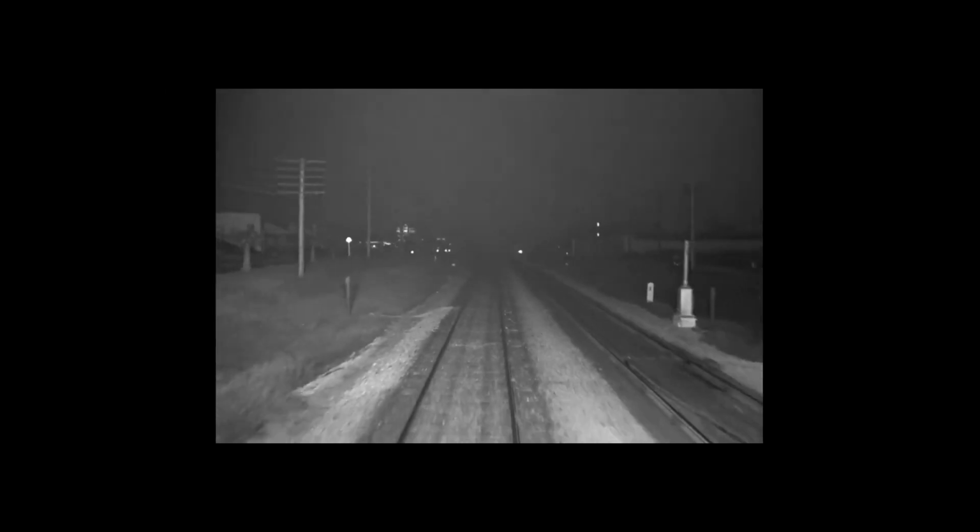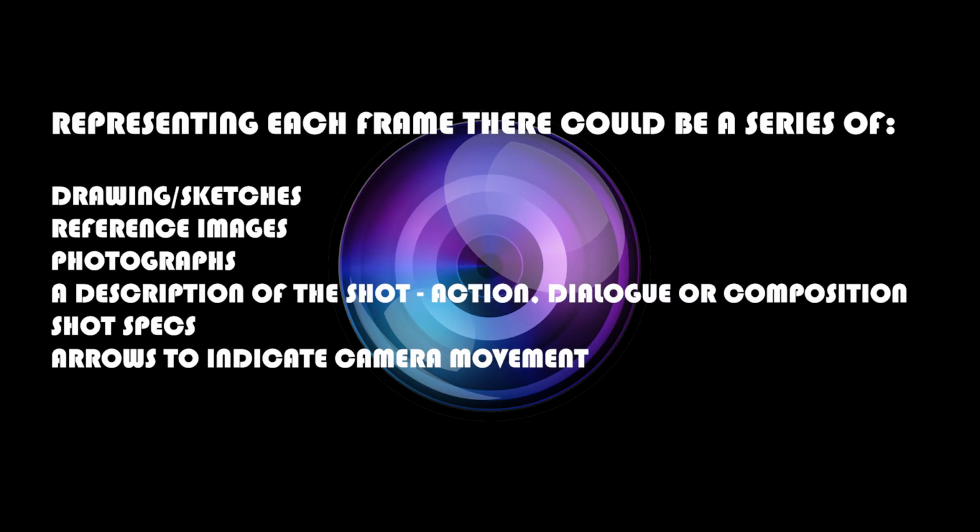A storyboard sketches out how a video will unfold shot by shot, laid out in a comic book-like form. Representing each frame, there could be a series of drawings or sketches, reference images, photographs, a description of the shot like action, dialogue or composition, shot specs, or arrows to indicate camera movement.